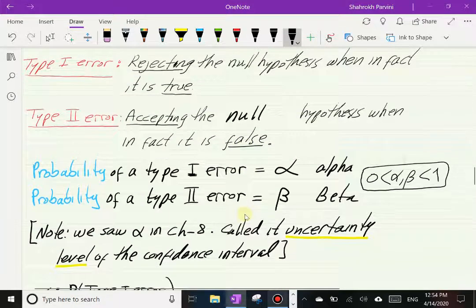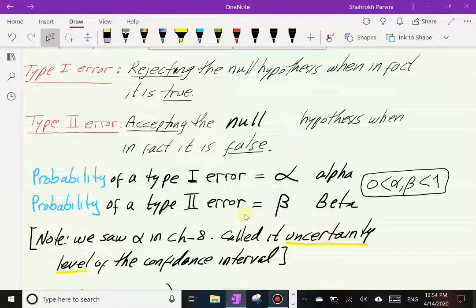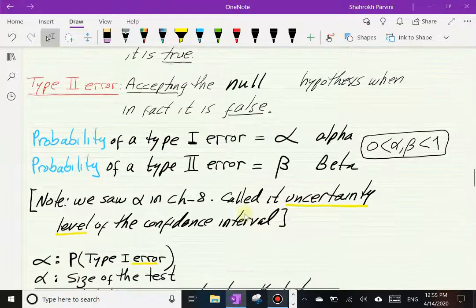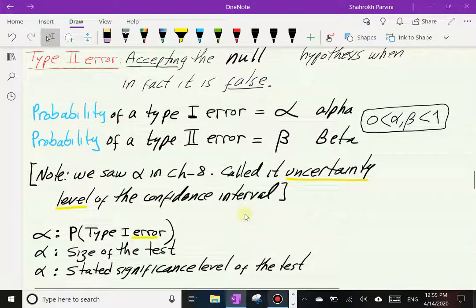Okay. Now, this letter alpha, Greek alpha, should be familiar to you because in chapter 8 we used it. Now remember, in chapter 8 when we talked about confidence intervals, we talked about confidence level, that was 1 minus alpha. And in that chapter 8, we called alpha the uncertainty level associated with the confidence interval, right? So that's what that was. Alpha is now all of these. Alpha is probability of a type 1 error. Alpha is also called the size of the hypothesis test. And alpha is also called the stated significance level of the test.